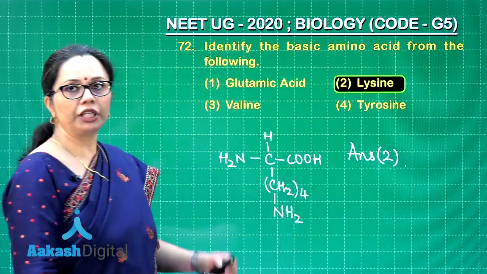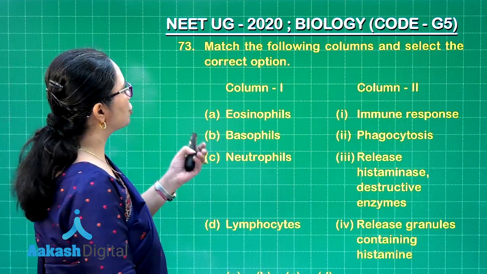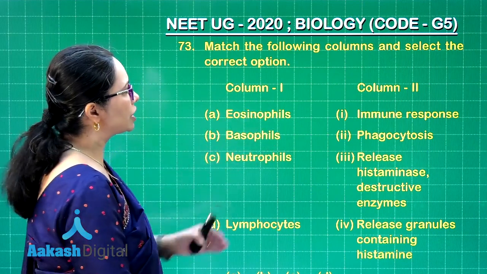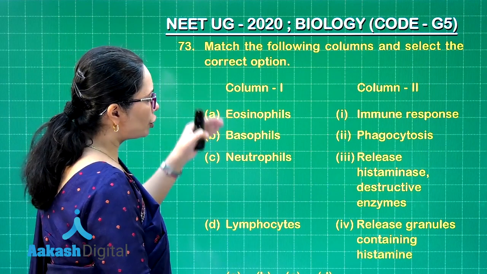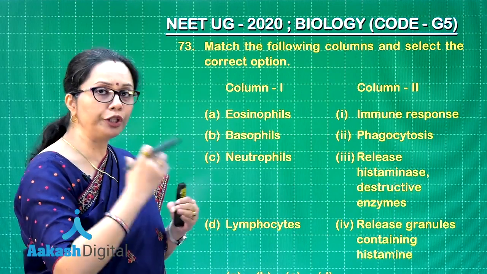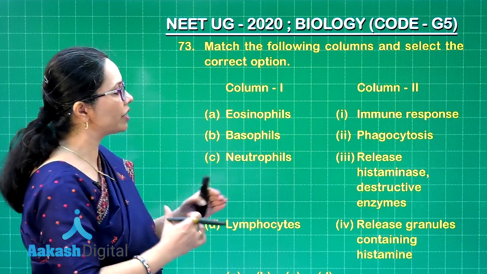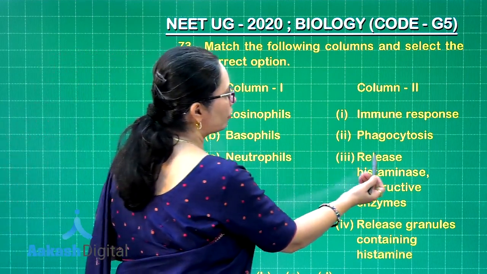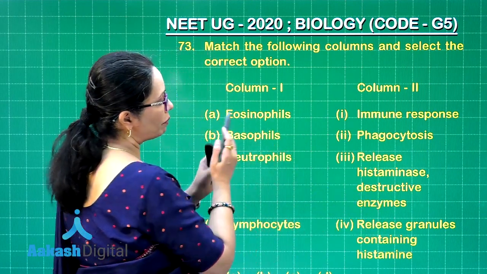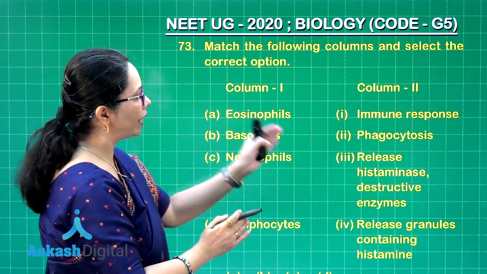So let us move ahead with the next question, that is 73. In this question, as you see, there are the blood cells given and here we have their functions in column 2. Eosinophils are the ones which alleviate, that means they reduce the symptoms of allergy, and they release histaminase, destructive enzymes. Basophils release histamine and that will then be neutralized by histaminase.